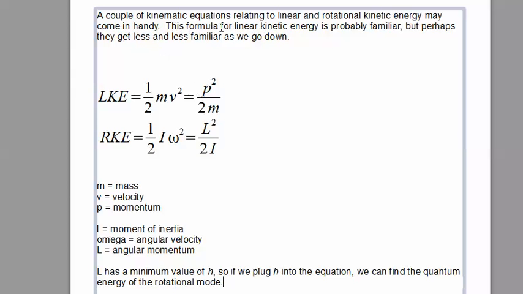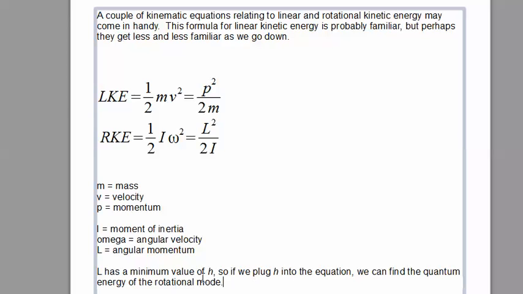So a couple of kinematic equations relating to linear and rotational kinetic energy may come in handy. This formula for linear kinetic energy is probably familiar, 1/2 mv squared, but perhaps they get less and less familiar as we go down. Linear kinetic energy is also the square of the momentum divided by 2 times the mass. And rotational kinetic energy is 1/2 I omega squared, where I is the moment of inertia and omega is the angular velocity.